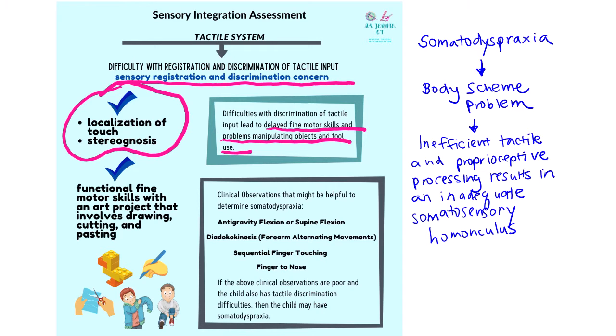And then the next part is stereognosis. This is really important to assess, because if a child is having difficulty manipulating an object and really understanding what that object feels like without their vision, they're really not feeling that object, and that will lead to difficulties with their fine motor skills.